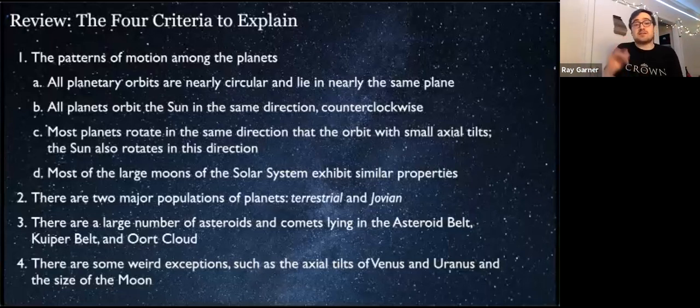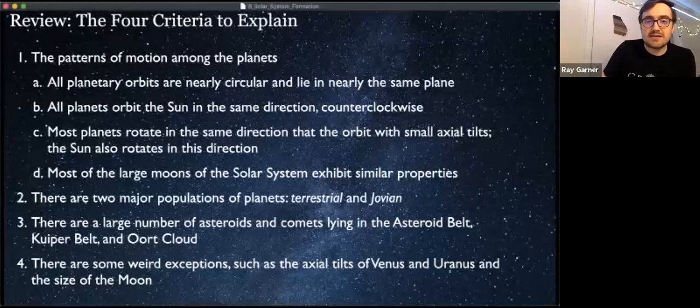And then there are also some weird exceptions that we have to explain, like the axial tilts of Venus and Uranus. Venus is completely flipped upside down. Uranus rotates on its side. And we also got to explain stuff like the size of the Earth's moon, which is uncharacteristically large given the size of its planet. So all of this stuff we've got to explain, and it can all be traced back to how the solar system was formed.